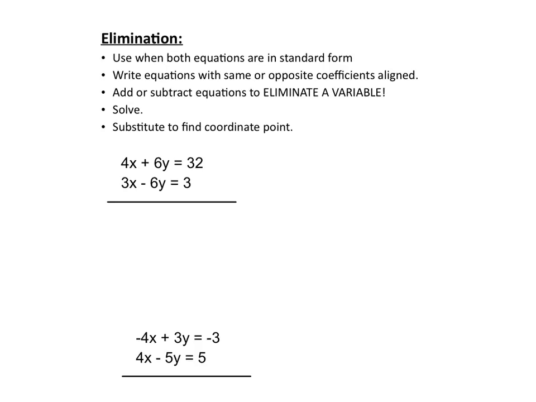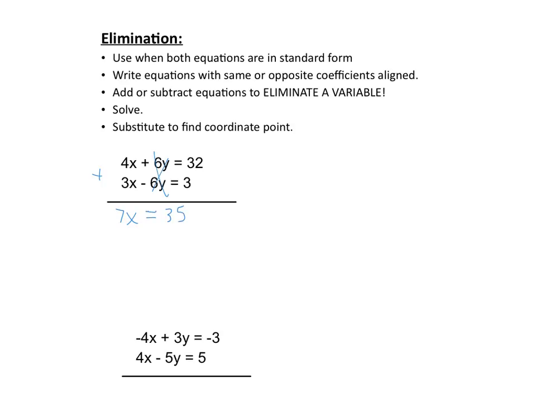So let's look at example number 1. 4x plus 6y equals 32 and 3x minus 6y equals 3. So if we have opposite signs here, like 6y and negative 6y, those are obviously lined up. We want to go ahead and add the two equations. And when I add the two, 4x plus 3x gives me 7x. The y's cancel out, and I get 7x equals 35.